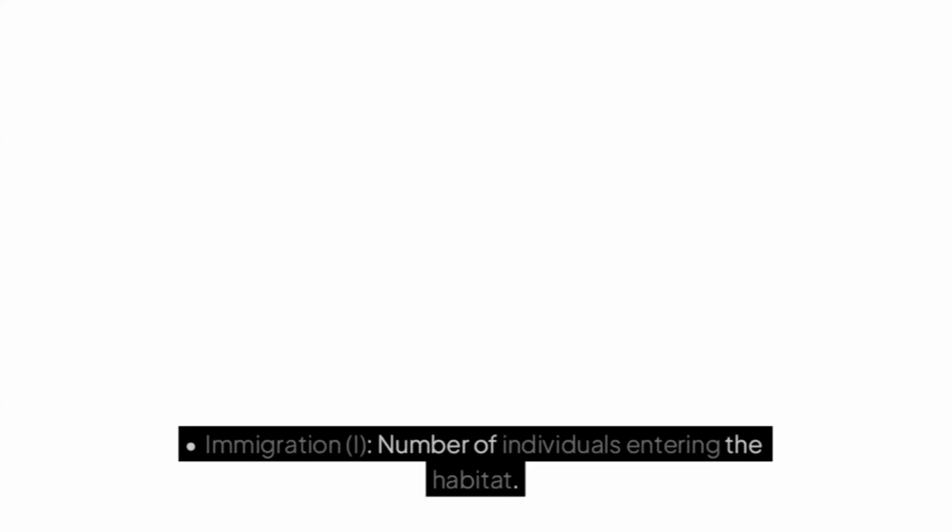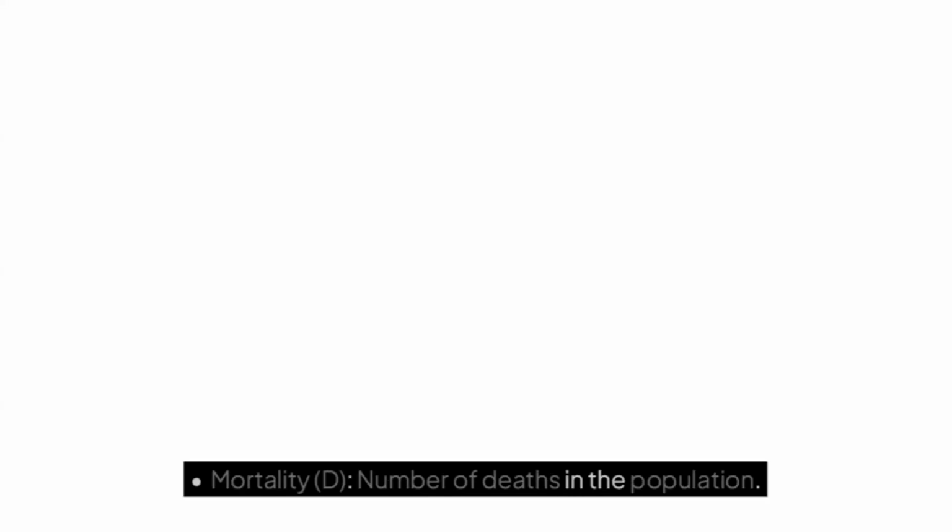Population dynamics and growth models. Population density in a given habitat fluctuates dynamically based on 4 core processes. Natality, B, number of births added to initial density. Immigration, I, number of individuals entering the habitat. Mortality, D, number of deaths in the population. Emigration, E, number of individuals leaving the habitat.